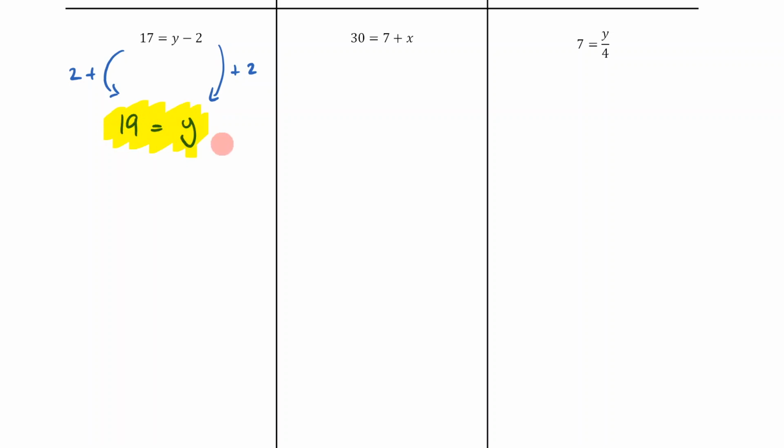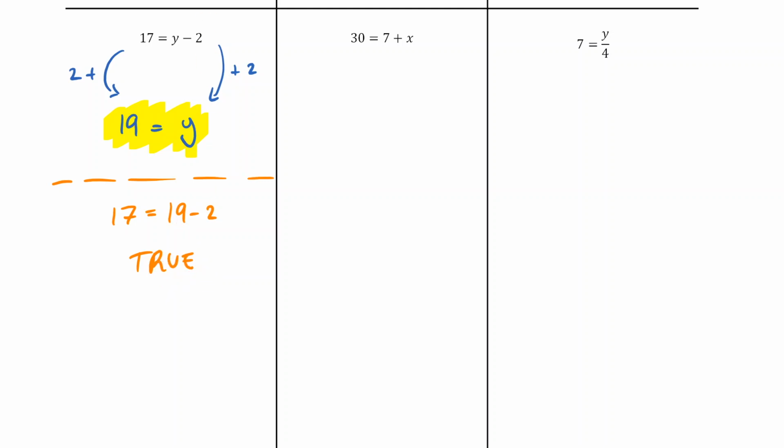And again, if you wanted to check whether or not you've done this correctly, you can. The way that you check is you simply go, all right, I'm putting 19 into my y spot, so I'm going to go 19 minus 2. 19 minus 2 is equal to 17, so it's true.